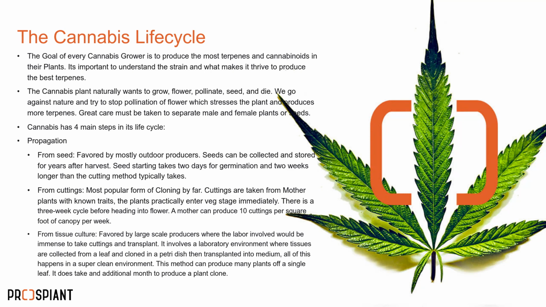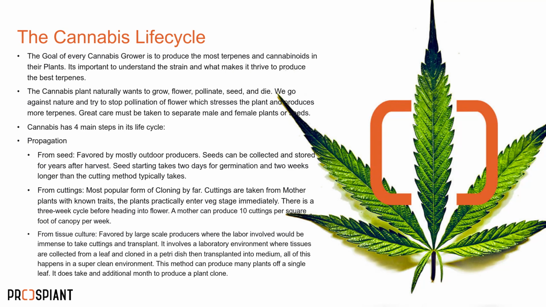There's 3 main methods of propagation. The first is from seed. This is favored mostly by outdoor producers. It's very similar to what they do in the vegetable, floriculture, farming industry. The great thing about seeds is they can be collected and stored for years after harvest.